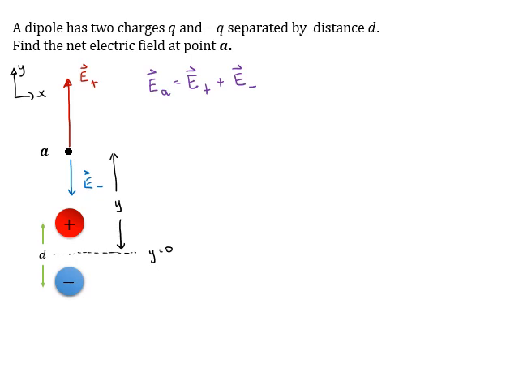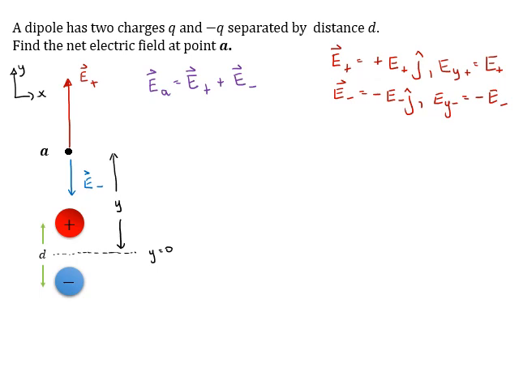Let's think about our vectors just a tiny bit more. Our electric field due to the positive charge points straight up. So E plus is positive, has a magnitude of E plus, and is in the j hat direction. So the y component of our positive charge is equal to plus E plus. For our negative charge, that points down, so it's negative, with a magnitude of E minus, also in the y direction. So the y component of the electric field due to that negative charge is negative E minus.